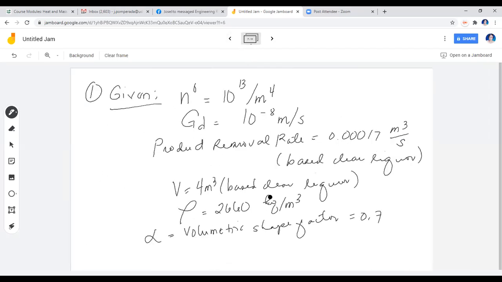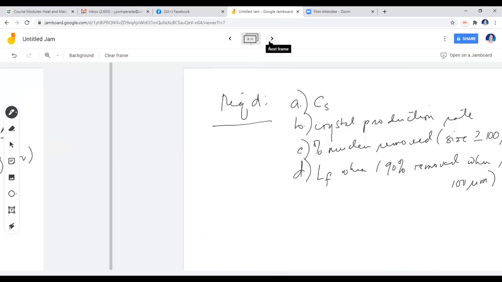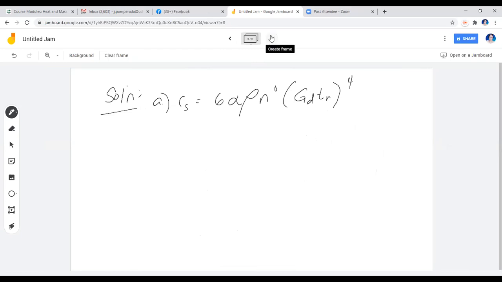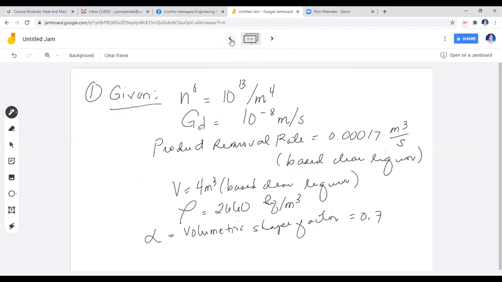If you look at what is provided for us, we don't have the drawdown time. We only have the nucleation rate, the growth rate, the product removal, the volume, the density, and the volumetric shape factor. So for us to be able to determine the solid content, the C sub S, we need to determine the drawdown time. It should be easily determined based on what is provided in the given.